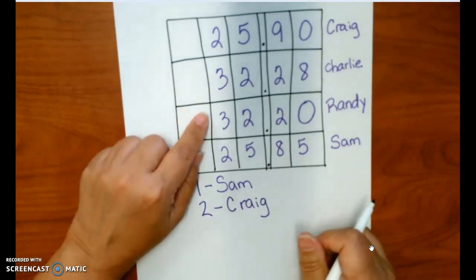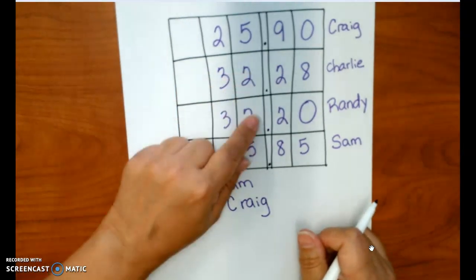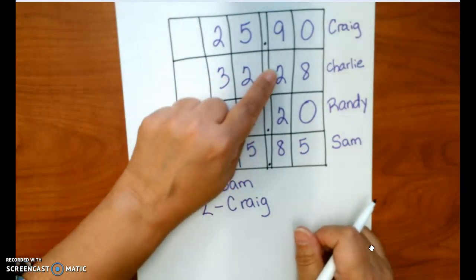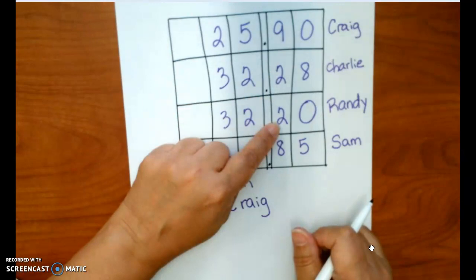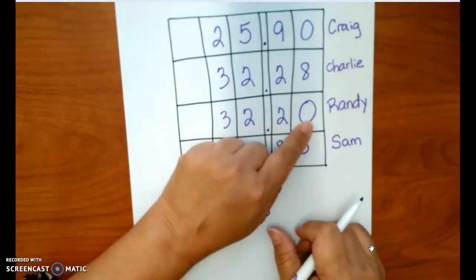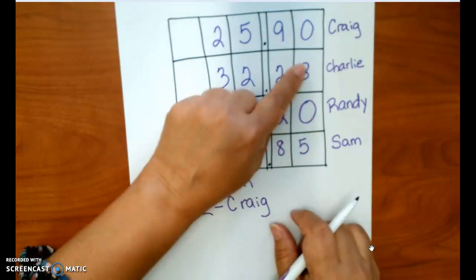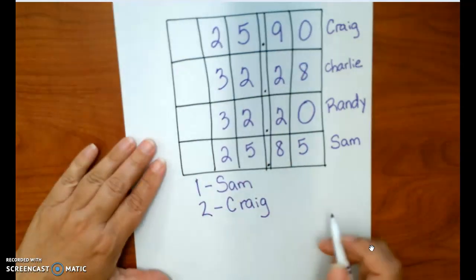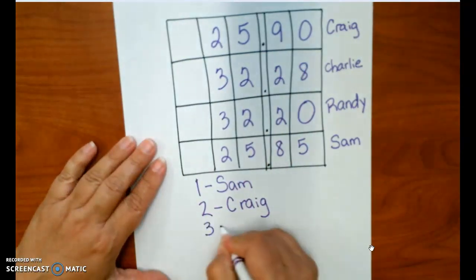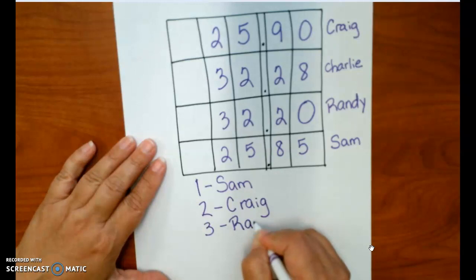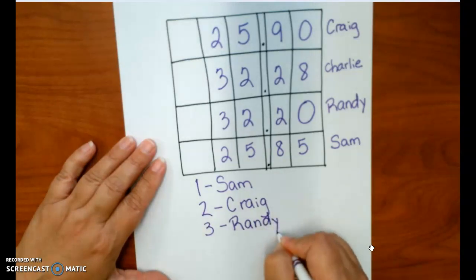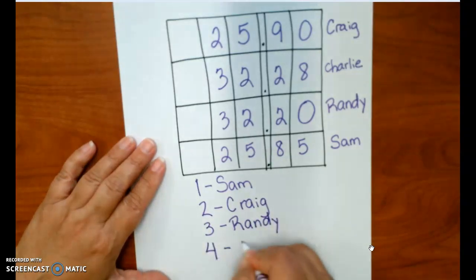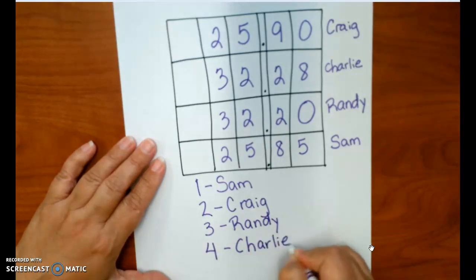Next, I have 2 that are 32. Then I have 2 in my tenths place for both of them. But Randy has a 0 and Charlie has an 8. So Randy gets third. And poor Charlie came in fourth. Hopefully there were more people running, otherwise he was last.